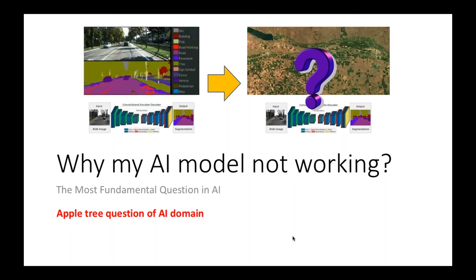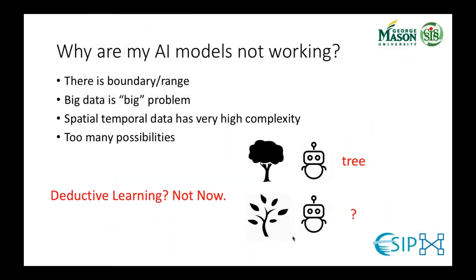So I drafted this robot here. If we tell this robot this is a tree, he will know this is a tree. But if we give it a tree like this one, he doesn't do anything. He cannot recognize it. So why is that? Why can human beings recognize this very easily, but machines cannot do that? Because machines cannot do deductive learning. That's why. There are other limitations of the existing neural networks or whatever machine learning models.